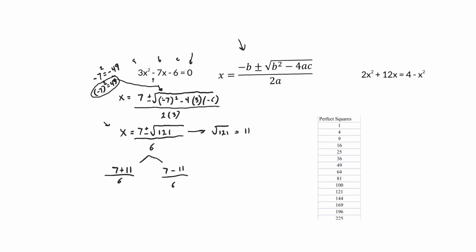Punch that into your calculator, and you end up with a 3 here. And I think, if I did this right, it was negative 2/3 over on this side. So those are your two answers. Okay? Those are rational. Remember, that happens when the square root turns out to be a whole number.